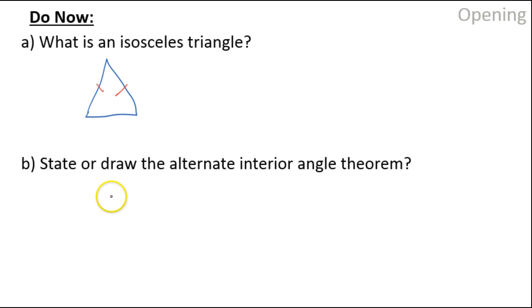For part B, state or draw the alternate interior angle theorem. Again, you can either state it from the definition that we went over in lesson 4, or you can show me by a picture. So I'm going to draw a picture of it. We can have any two parallel lines cut by a transversal. Here's my transversal. If I want to show alternate interior angles, I can state that this angle and this angle are congruent. You can also see them more classically as this. So alternate interior, this one and this one will be congruent.